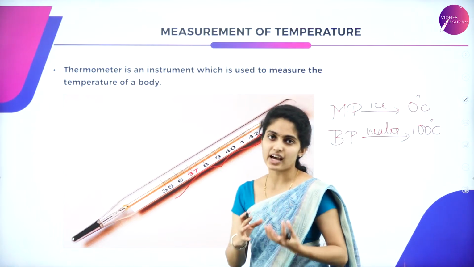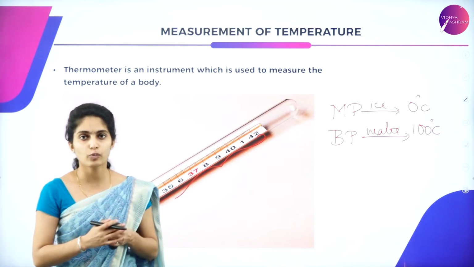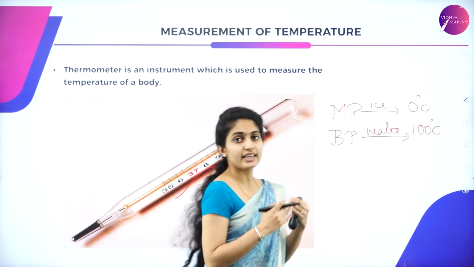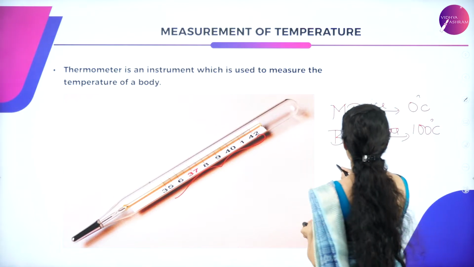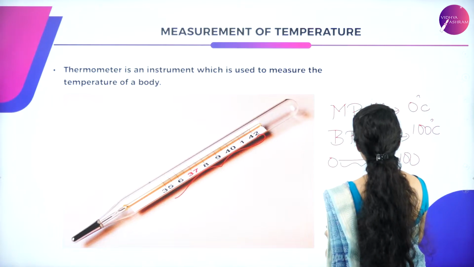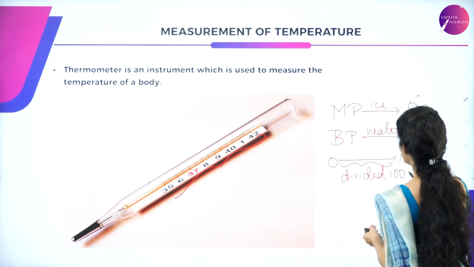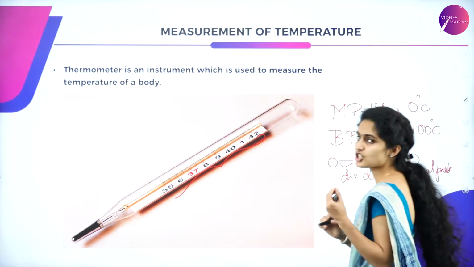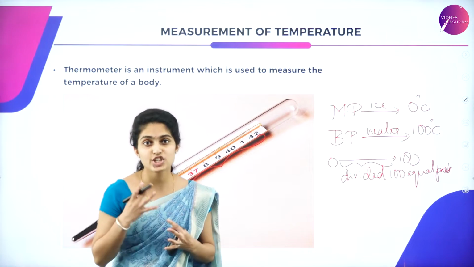So how is this identified? By using a temperature scale, that is, a thermometer. These are in degrees Celsius. So on a thermometer with the Celsius scale, it ranges from 0 to 100 degrees Celsius, and this is divided into 100 equal parts, that is, 100 equal centigrade. Each is 1 centigrade. So that is all about your Celsius scale.